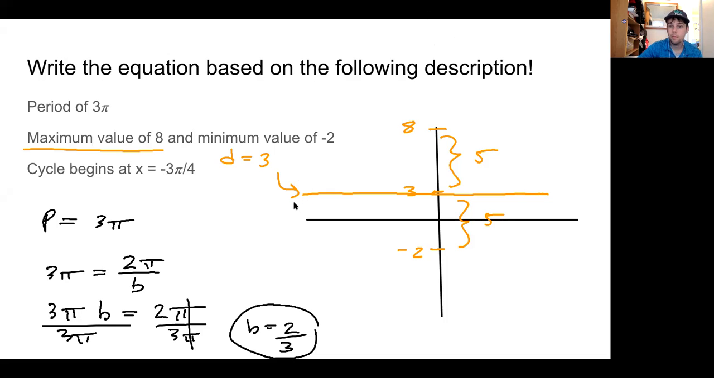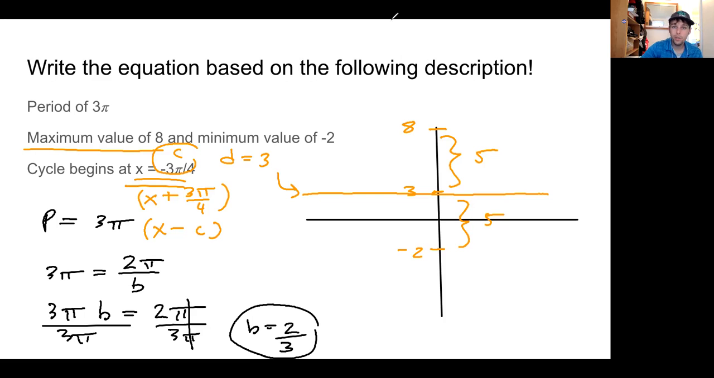And the only thing that we're missing here is a phase shift. And so that has to do with where our cycle is beginning. So let's say in this case, our cycle is beginning at x equals -3 pi over 4. That means we're shifting to the left 3 pi over 4, which means that in our equation, we're going to have x plus 3 pi over 4. Remember, because it's really x minus c, and this right here is our c value. So when we do that calculation, that's what we get.